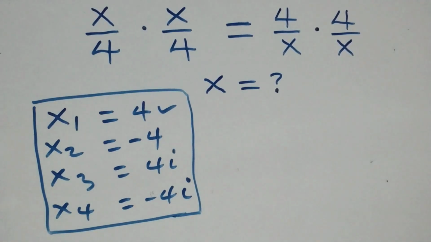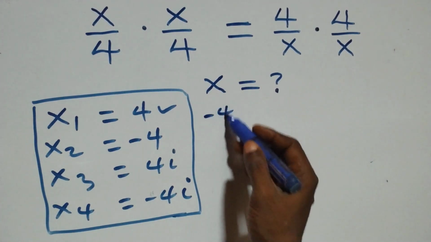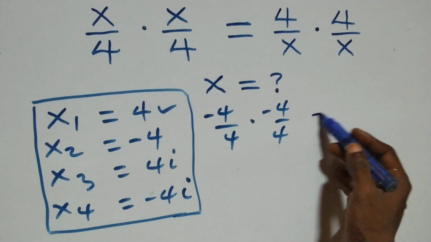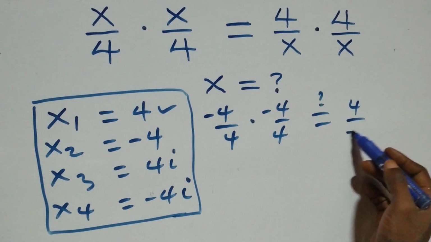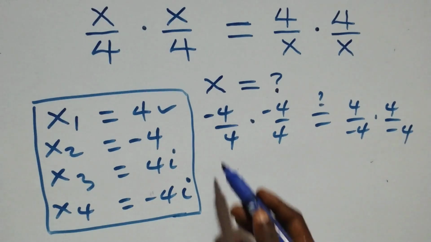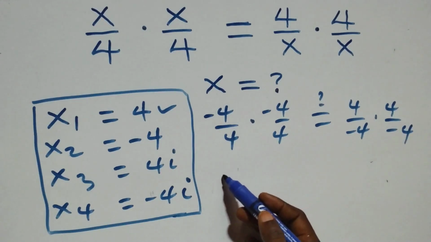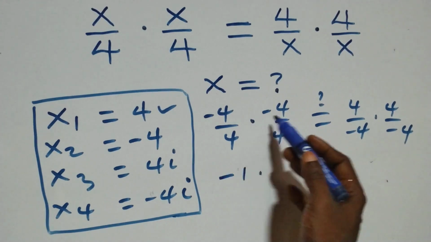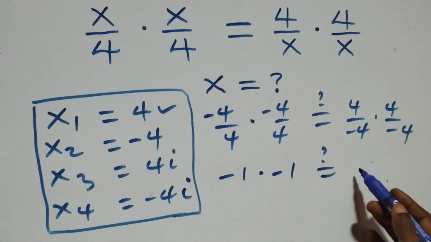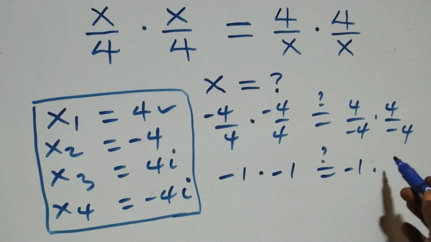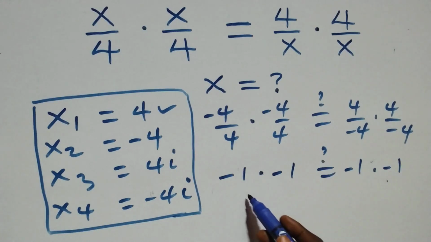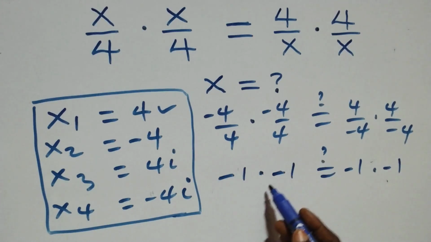what we have becomes minus 4 over 4 times minus 4 over 4, which equals 4 over minus 4 times 4 over minus 4. Then minus 4 over 4 can be written as minus 1, times also minus 4 over 4, that's minus 1. Equals 4 over minus 4, that's also minus 1, times 4 over minus 4, that's minus 1. Minus 1 times minus 1 gives us plus. Minus times minus turns to plus.